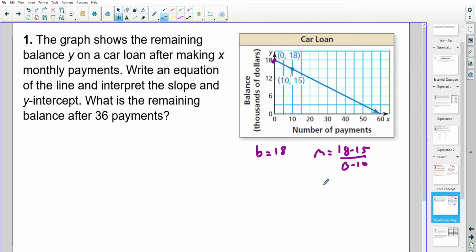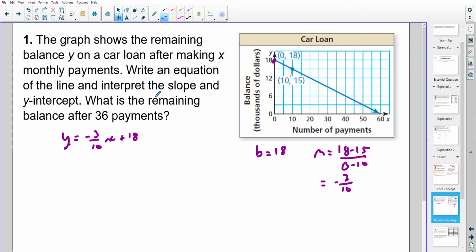0 minus 10. So this is going to be a negative 3/10. 3 over negative 10, negative 3/10. At this point, you can say the equation is y equals negative 3/10 x plus b, which is 18. X is the number of payments, y is the balance. So interpret the slope. For every payment, it is a change of negative 3/10.